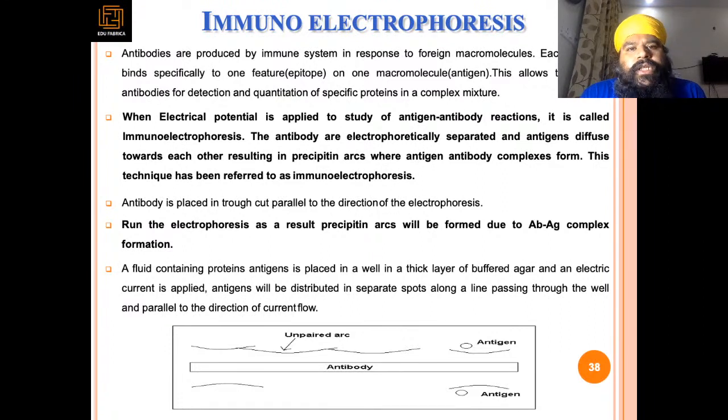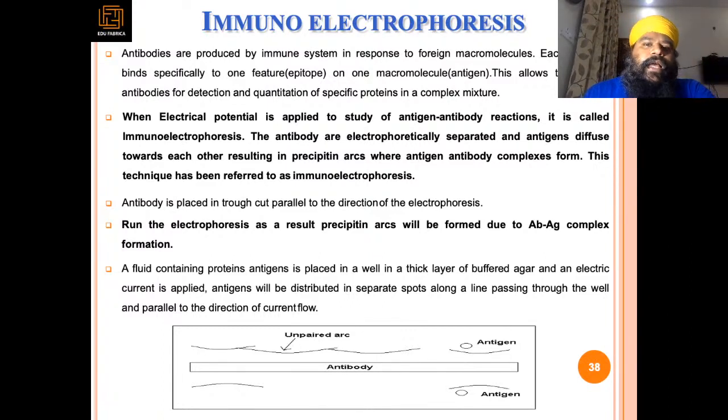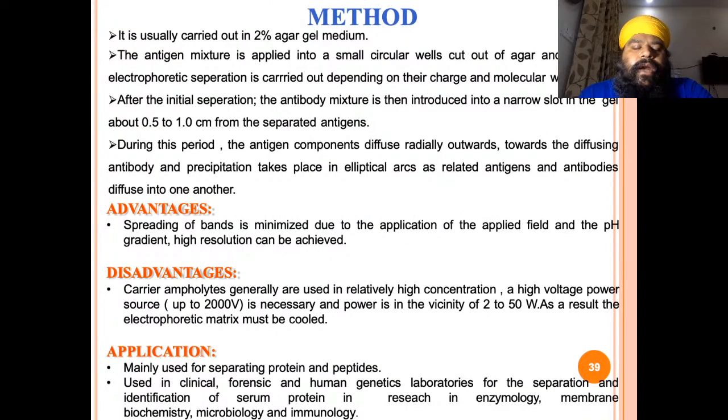Here an electrical potential is applied to study the antigen-antibody reaction. It is called immunoelectrophoresis. The antibodies are electrophoretically separated and the antigens diffuse towards each other, resulting in precipitin arcs. So here we have these arcs over the antibody, and the antigens are attracted towards these arcs. When we run this electrophoresis, precipitin arcs are formed as a result of antibody and antigen complex formation. This method is carried out in a 2% agar gel medium.